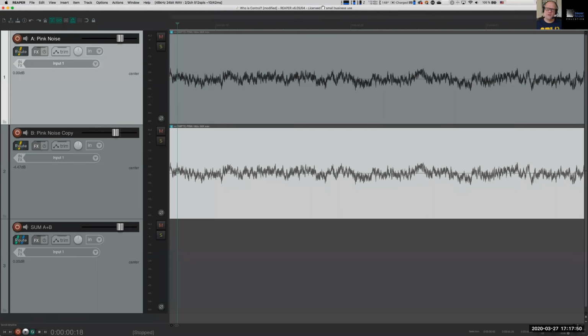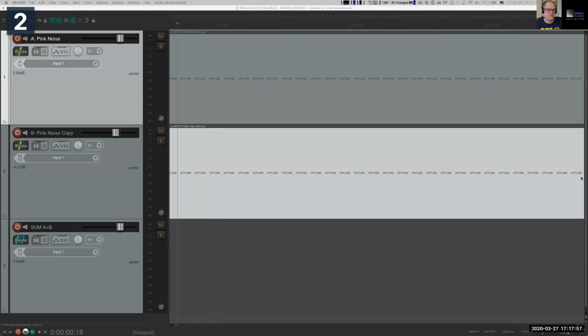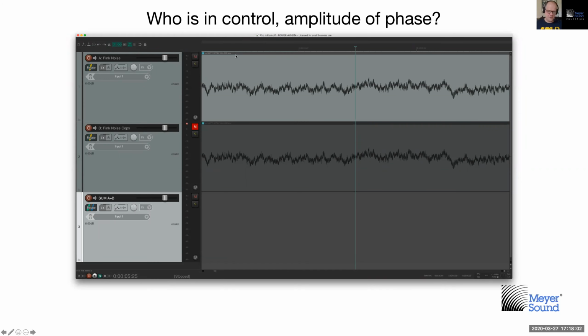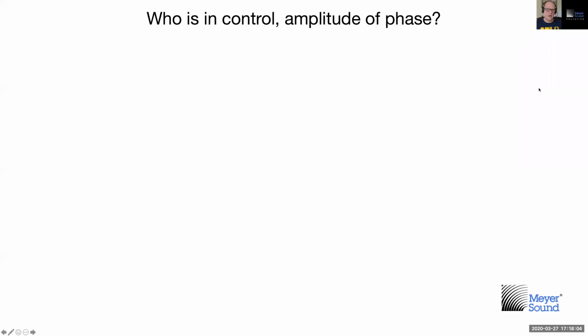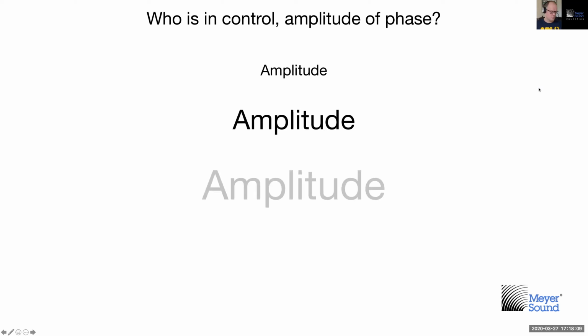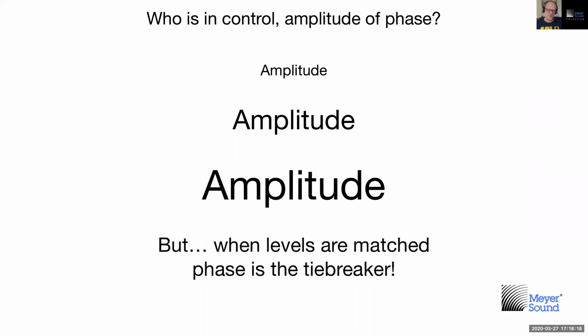So that's a very cute example how you can demonstrate what happens if you have matched levels but are out of phase, in this case with help of a polarity reversal. So if I were to ask you who is in control, amplitude or phase, then it's safe to say that amplitude is in control. If there's a level discrepancy, if one source is substantially louder than the other source, amplitude is in control. However, if your levels match, then phase becomes a tiebreaker and makes the difference between summation or losing everything.